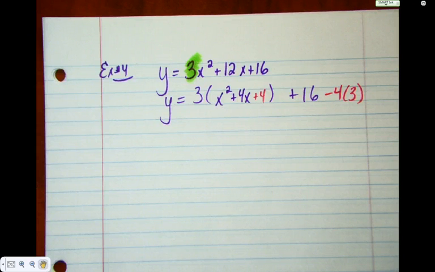Wait, it's after we multiply the thing at the end by the 3? Yes. Okay.